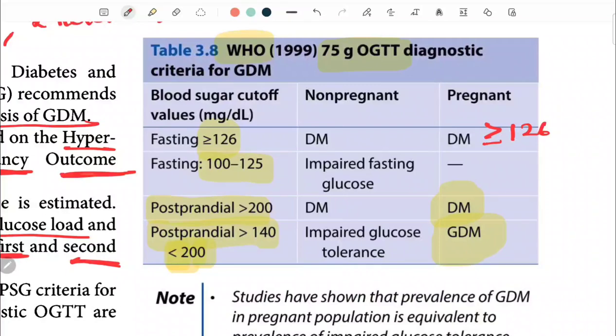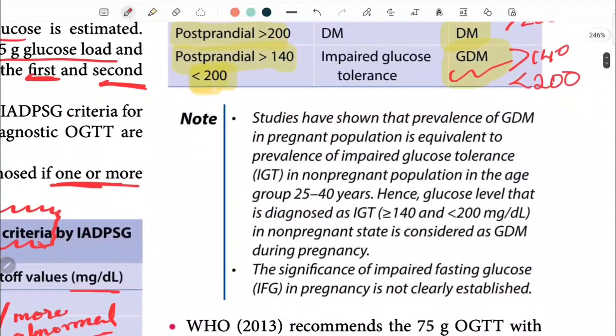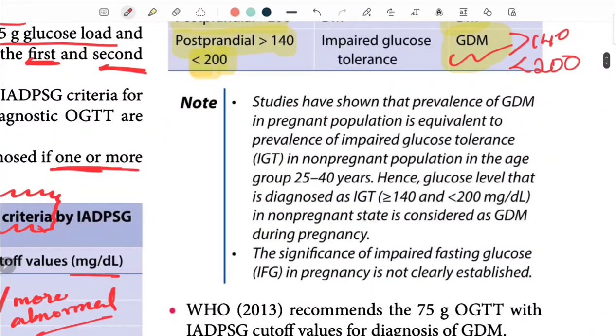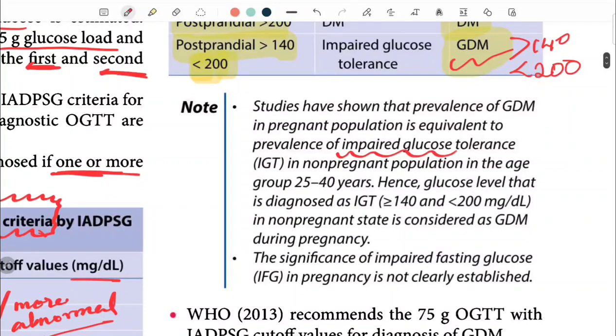And suppose postprandially it is more than 200 mg per dl, then it is again diabetes mellitus in pregnancy. And if the postprandial blood glucose level is more than 140 but less than 200, it is GDM in a pregnant woman. Studies have shown that the prevalence of GDM in the pregnant population is equivalent to the prevalence of impaired glucose tolerance in a non-pregnant population in the age group of 25 to 40 years. Hence, the glucose level that is diagnosed as impaired glucose tolerance.